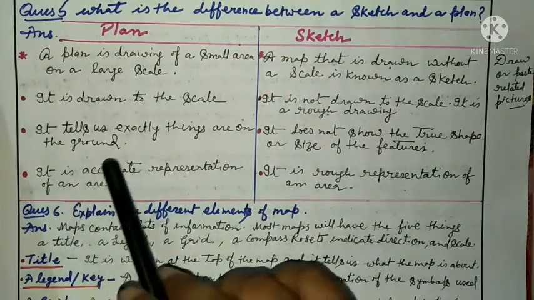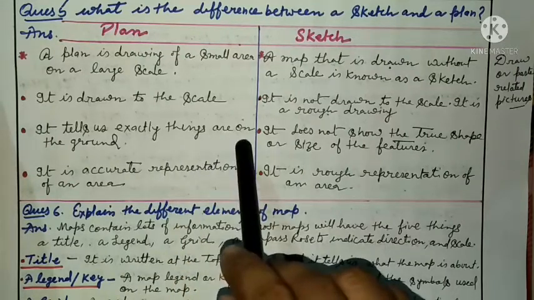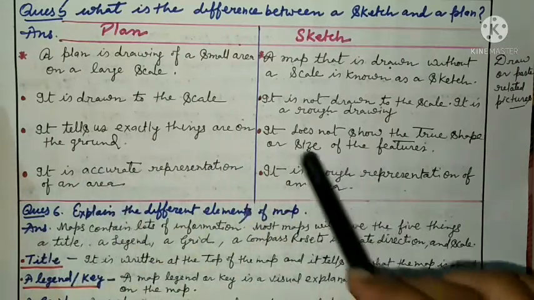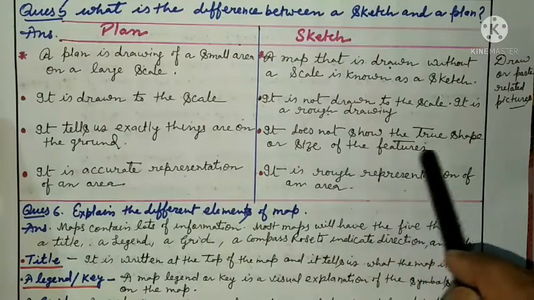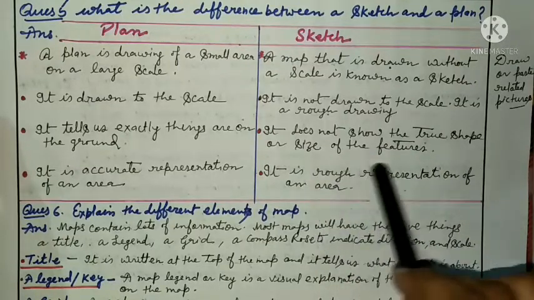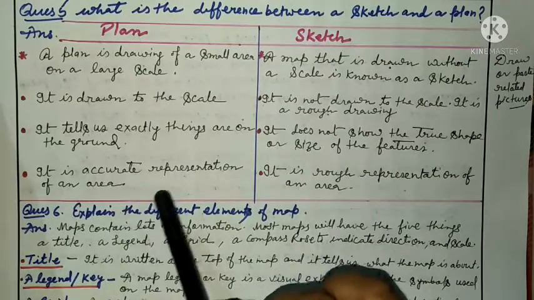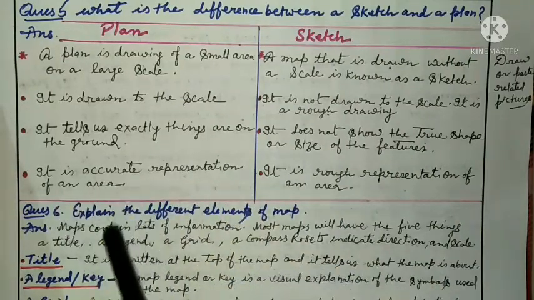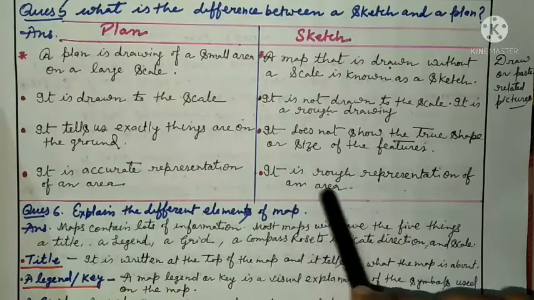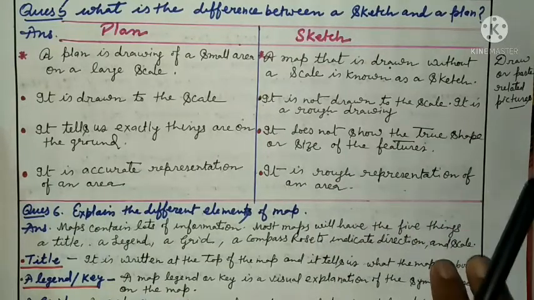Plan: it tells us exactly where things are on the ground. Sketch: it does not show the true shapes or size of the features. Plan: it is an accurate representation of an area. Sketch: it is a rough representation of an area.